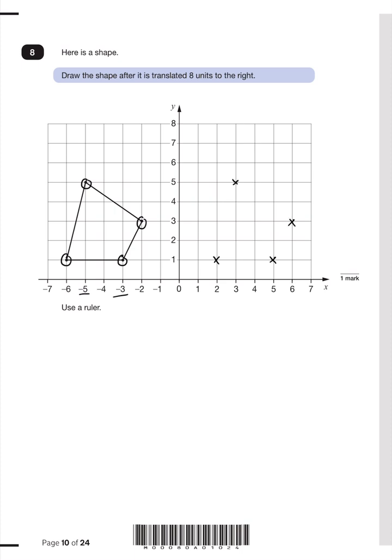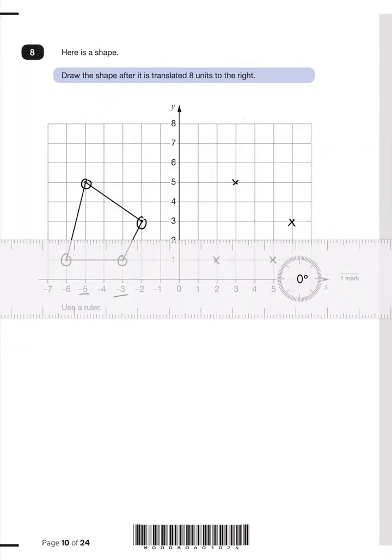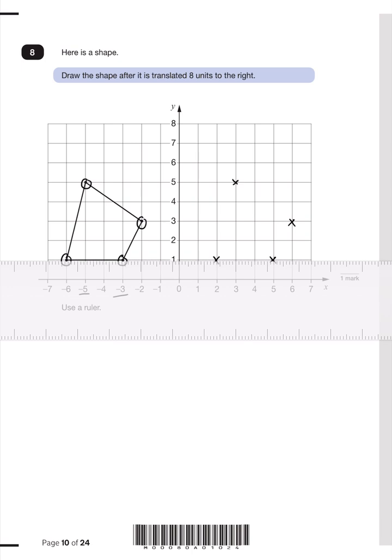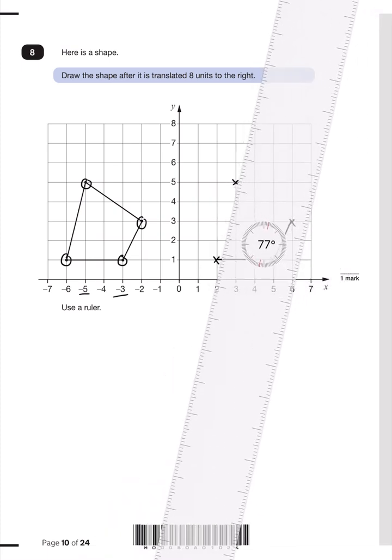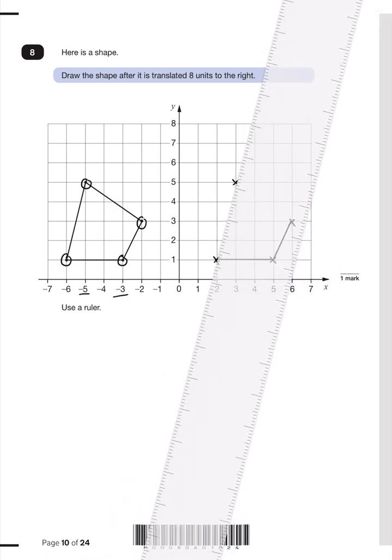And then using a ruler, we need to match and connect all these, complete all crosses.